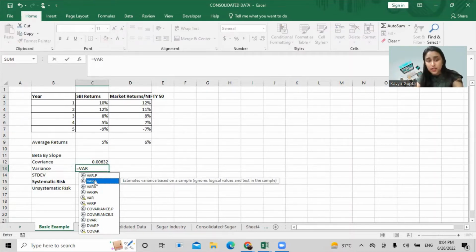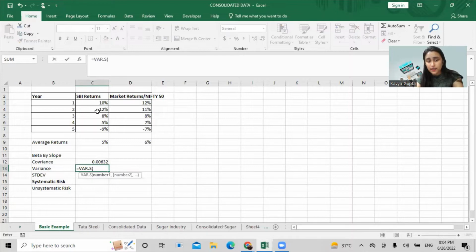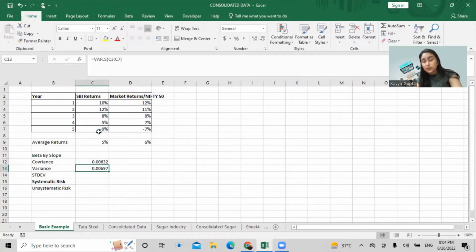Remember this. I select var.s, then I select this SBI returns. It will give me the variance. This is the variance. Now tell me guys, is a higher variance better or a lower variance better? And whatever you answer, try to give a reason. So variance is risk in general. So I have made it very simple for you.